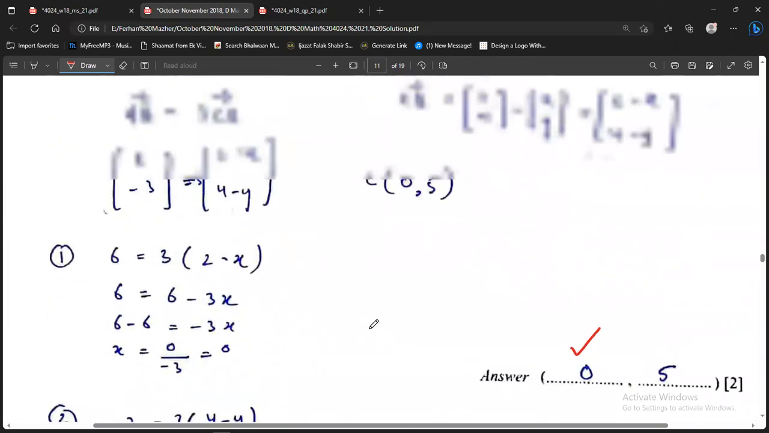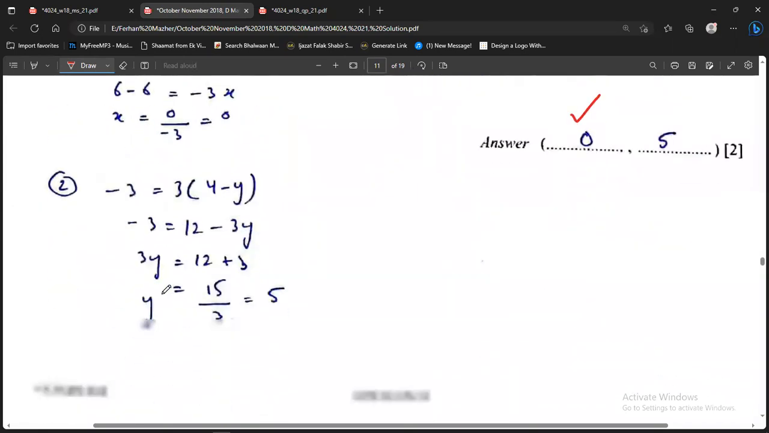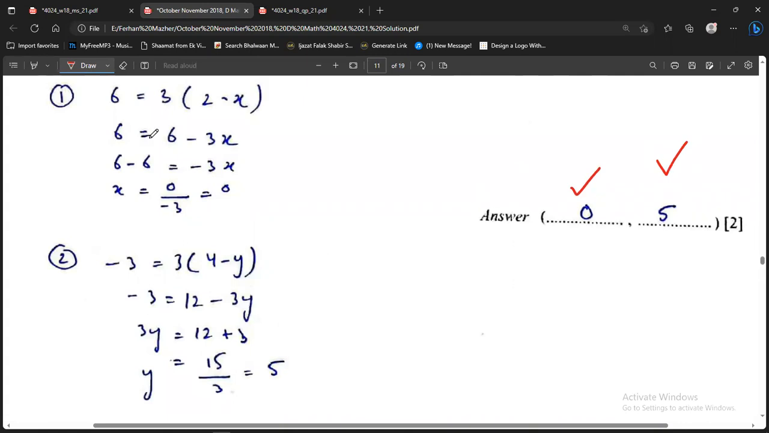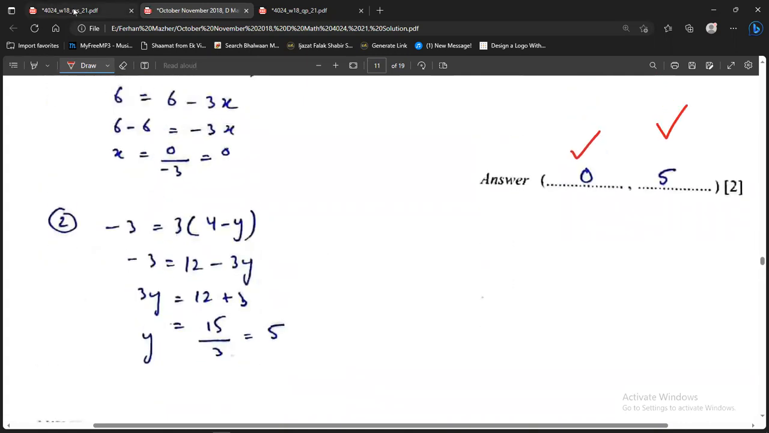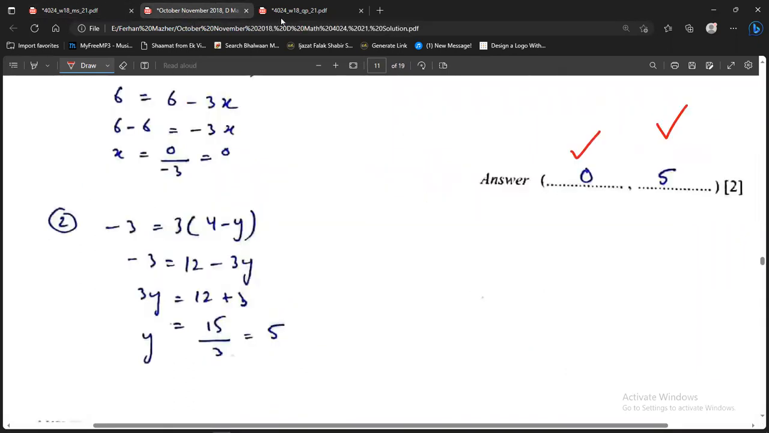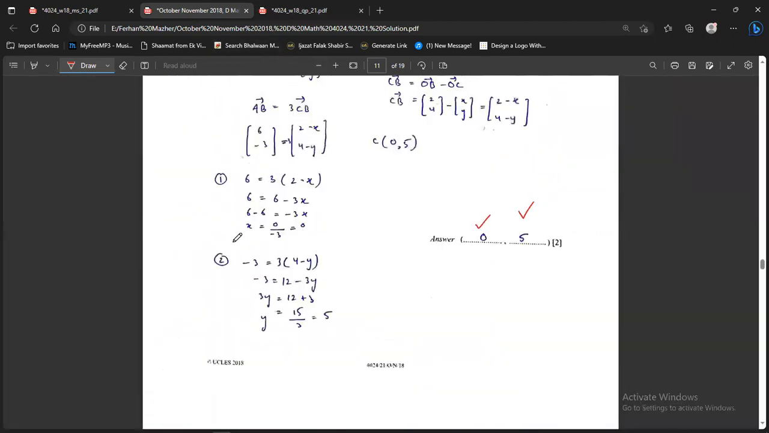Now I will take this equation. -3 will be equals to 3 bracket 4 minus y. So -3 will be equals to 12 minus 3y. So 3y will be equals to 12 plus 3. So it is 15 by 3, and that is 5. So our answers are right. Let me show you the whole page actually.